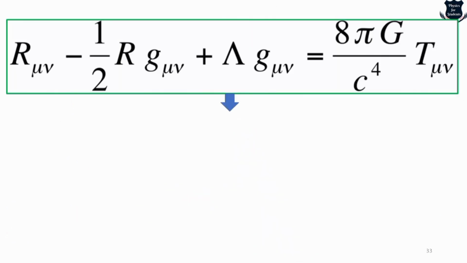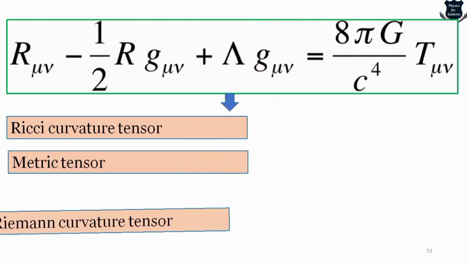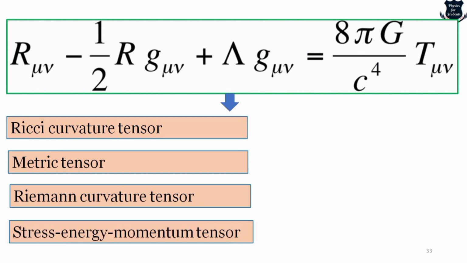Now we come to what is called the Einstein field equation, which is the ingredient of GR. This is the Einstein equation, and it comprises 1. a Ricci curvature tensor, 2. a metric tensor, 3. the Riemann curvature tensor, and 4. the stress-energy-momentum tensor. I request the viewers to note that we are covering the first, second, and fourth one, but not the third one, because it requires more mathematical understanding, which is out of the scope of this video, as we are just covering the fundamental concepts.